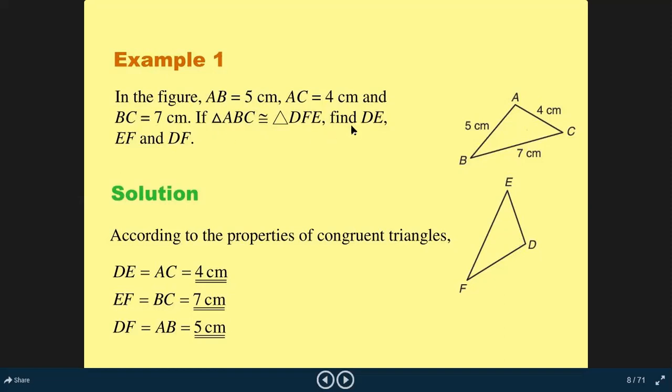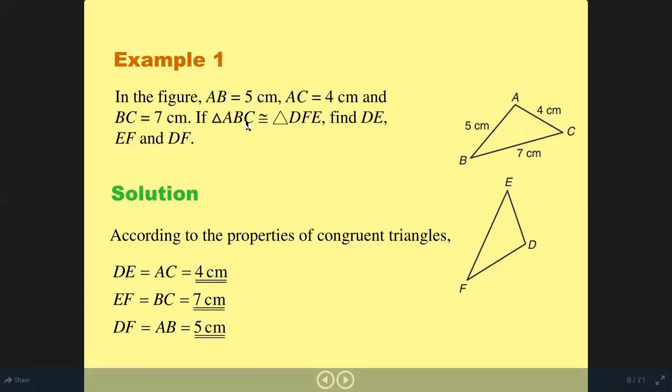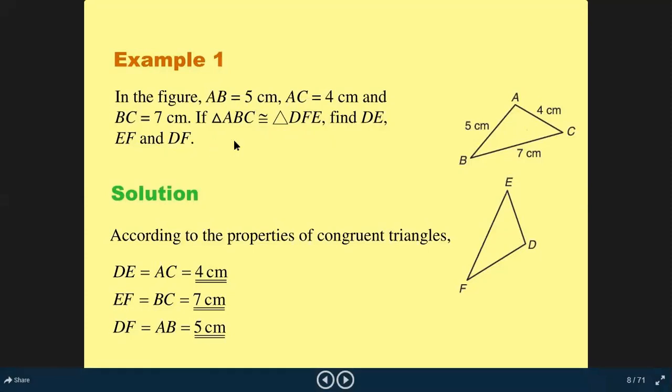What about EF? EF is congruent with BC, which is 7 centimeters. Very good. What about DF? DF is congruent with AB, which is 5 centimeters. Great, grade 9.